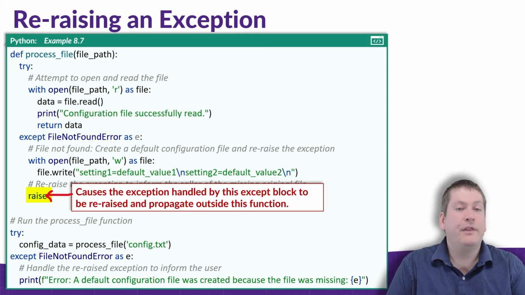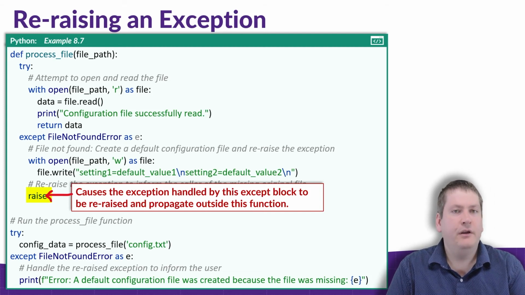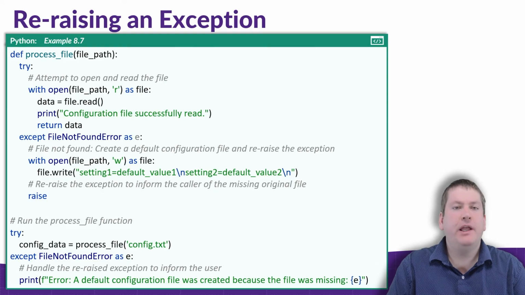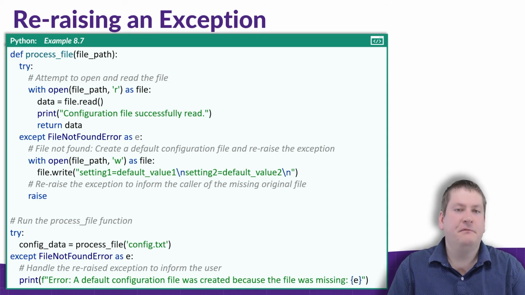Calling raise here without any arguments causes the same exception that already occurred, in this case a FileNotFoundError exception, to be raised again and propagate outside of this function call to the code that called it. At the bottom of the file here, we have the code that's actually calling our process file function. And it's passing it something very simple, which is just a file name called config. Let's pretend that this file doesn't exist yet.